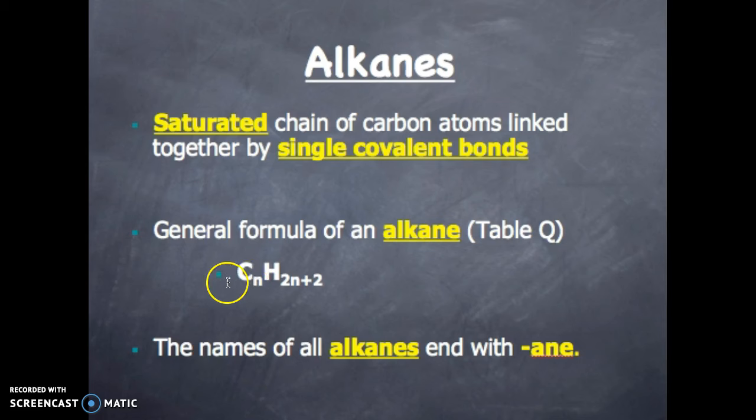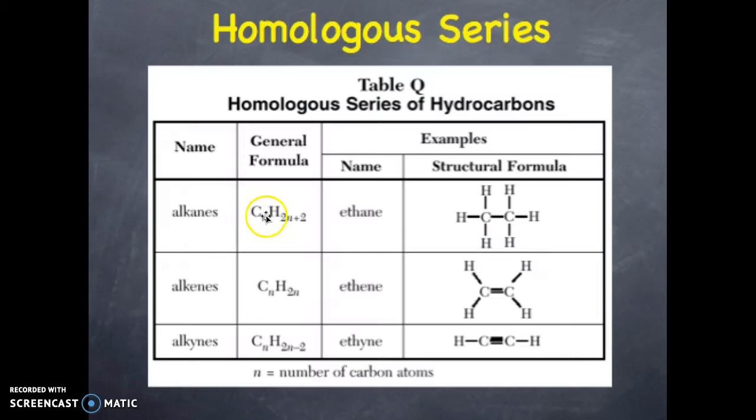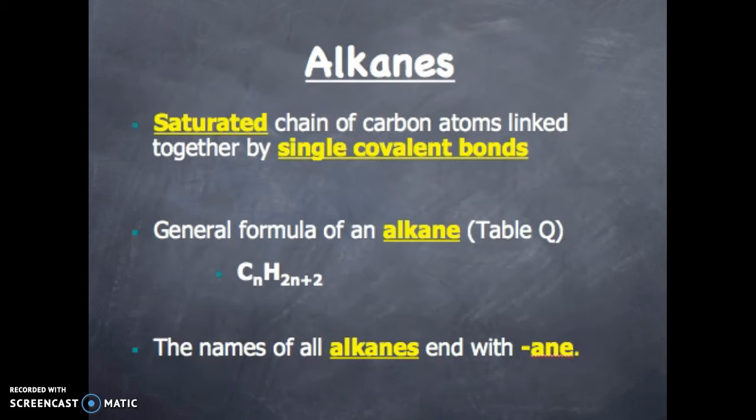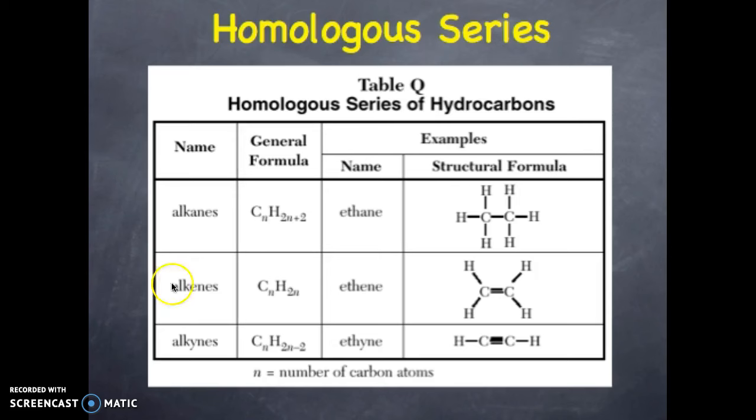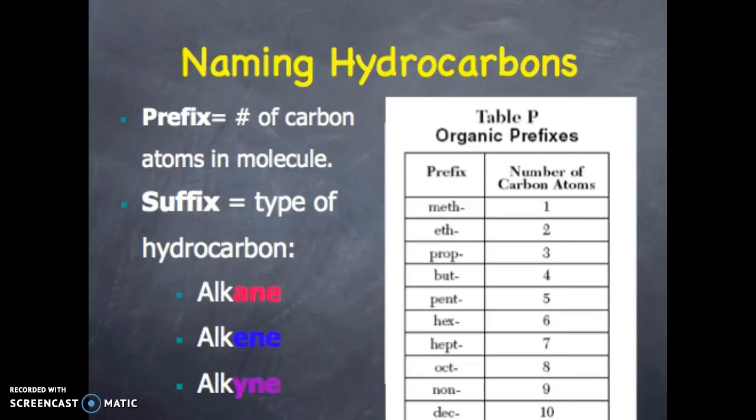All alkanes have this general formula, CnH2n plus 2. Again, you don't have to memorize it. It's right here, CnH2n plus 2. We're not lying. And they're all going to end in ane. So regardless of what the prefix name is, like meth, eth, prop, but, whatever, from table P, when you have an alkane, meaning everything is all single bonded, your ending will be ane.